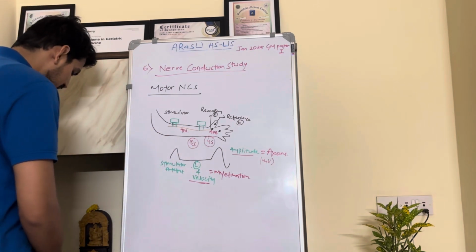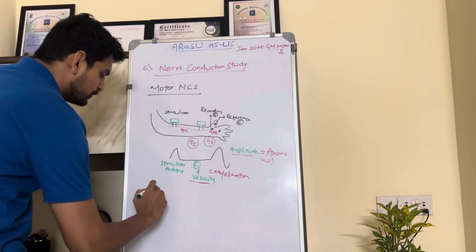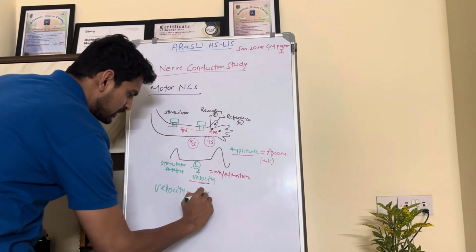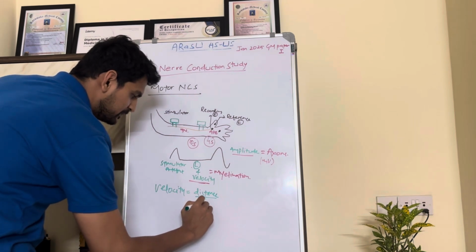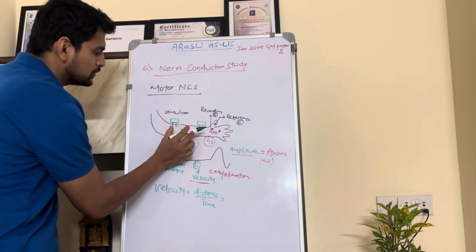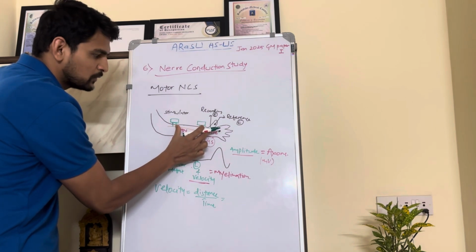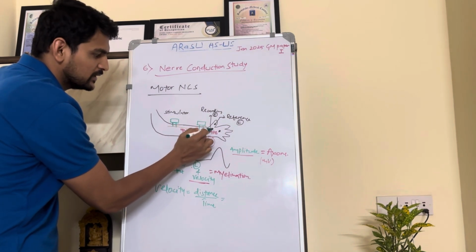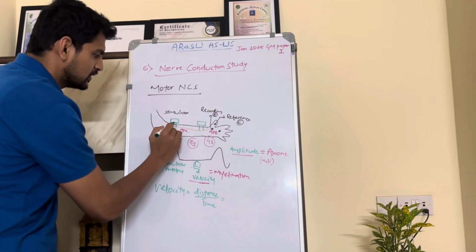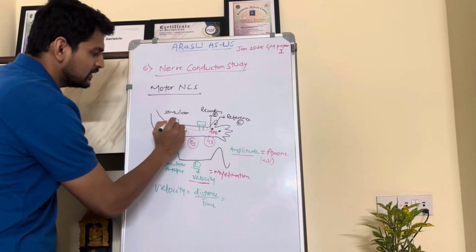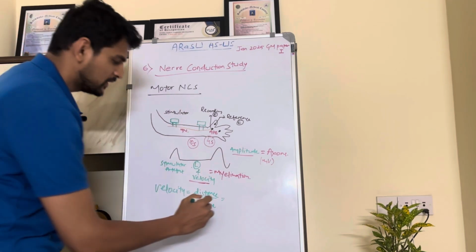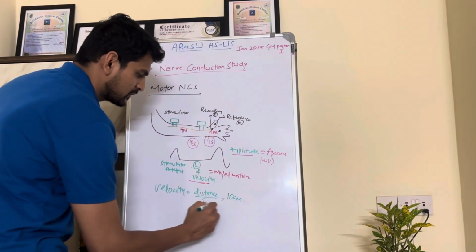So we all know that the formula for velocity is equal to distance by time. Okay. So here we want to calculate the velocity in this particular nerve. We don't want the neuromuscular junction and muscle part. So what we'll do is, for distance, we will see the gap between proximal and distal stimulators. Usually in an ideal scenario, it will be 10 centimeters.